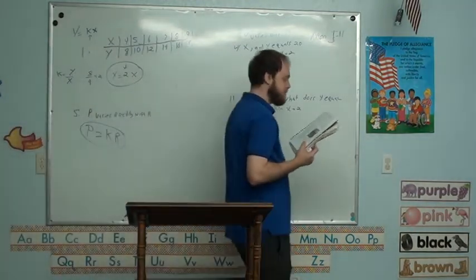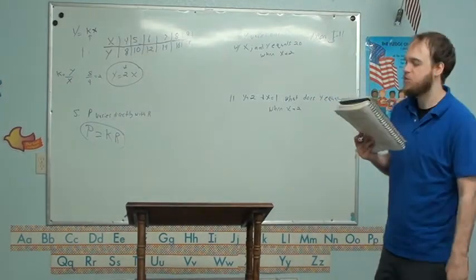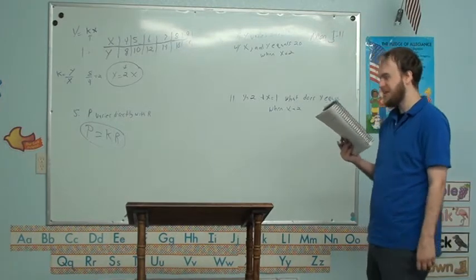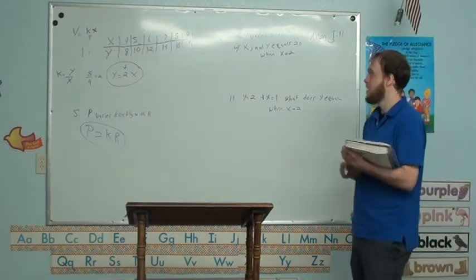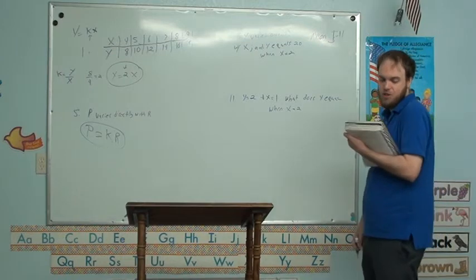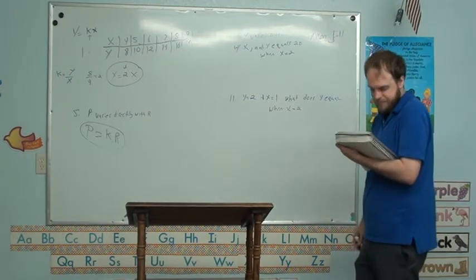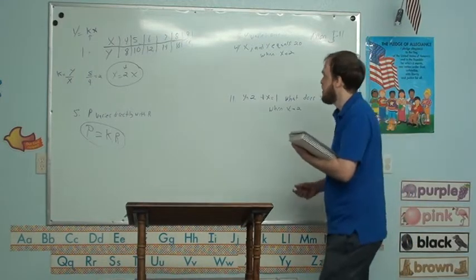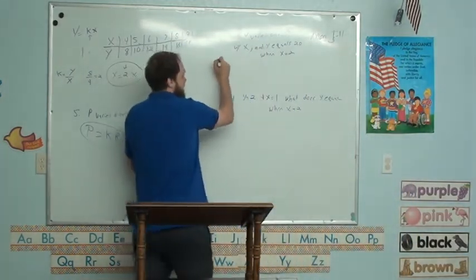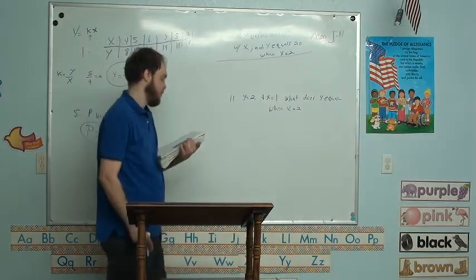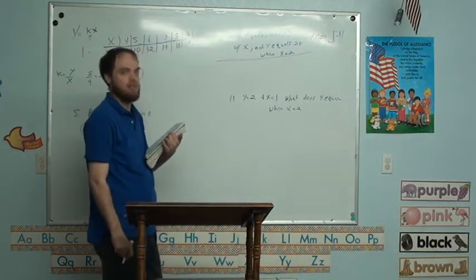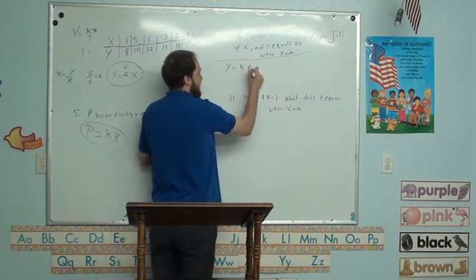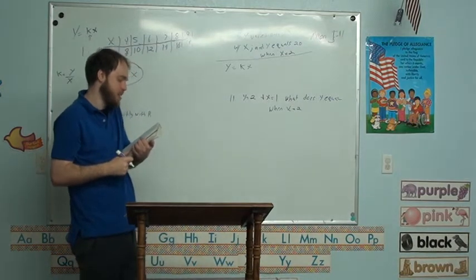Next, we'll go to number 9. Number 9 says to determine the constant of variation and then write the formula. This works the same way, only they give you a little bit more information. It says y varies directly with x, and y equals 20 when x is 4. The first thing you should get is that y varies directly with x, which tells me y equals kx.